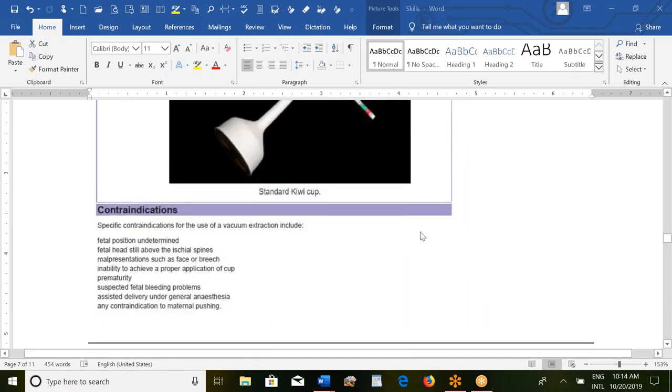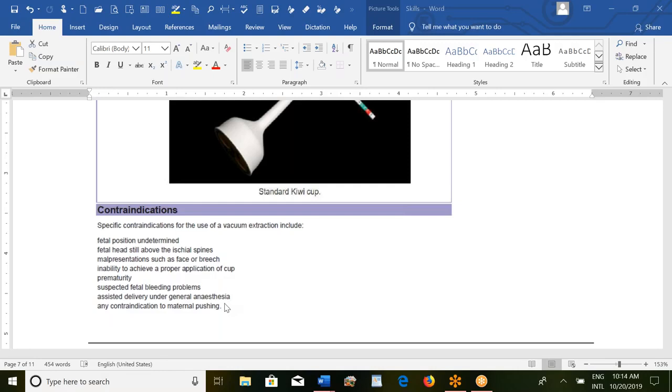Yeah, thank you. So there are specific contraindications for the use of vacuum extraction, which include fetal position undetermined, fetal head still above the ischial spines, malpresentations such as face or breech, inability to achieve a proper application of the cup, prematurity if the baby is less than 34 weeks, suspected fetal bleeding problems, and assisted delivery under general anesthesia, because you need maternal efforts.